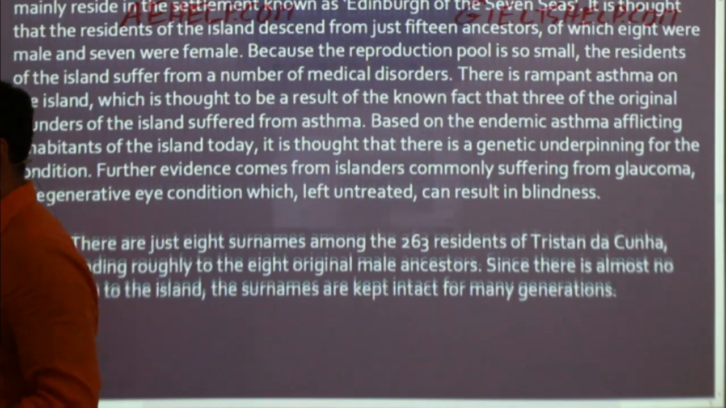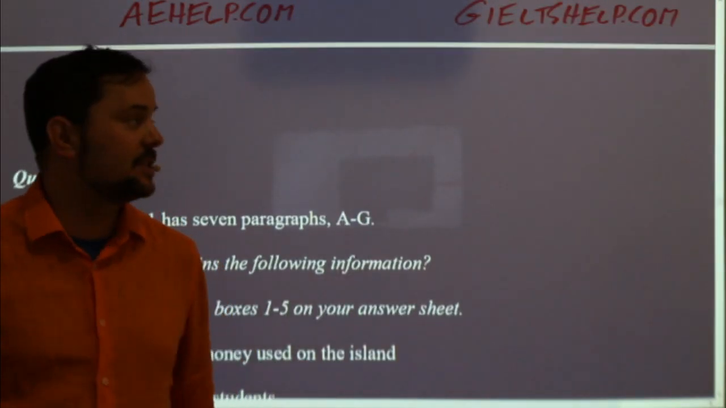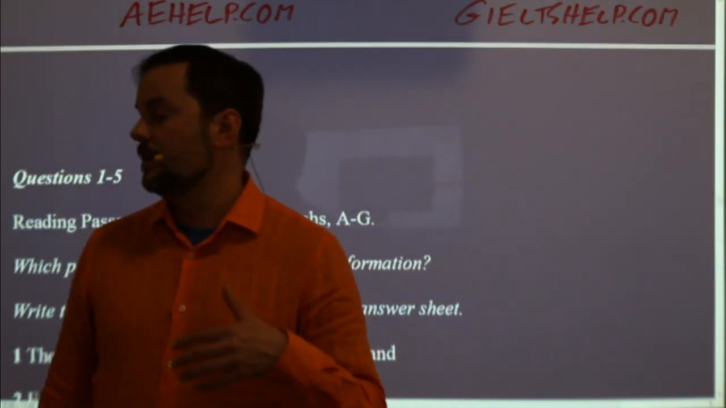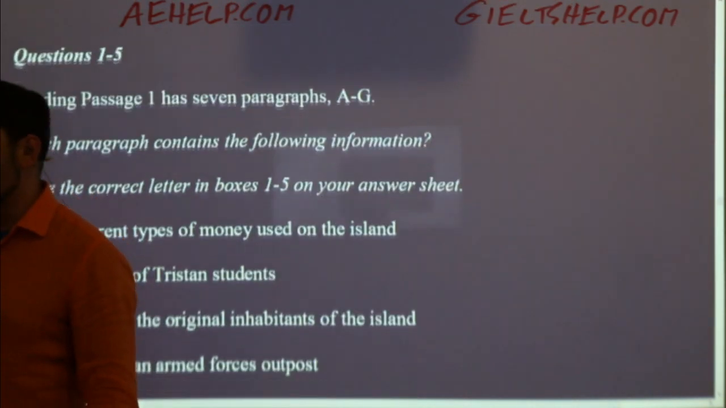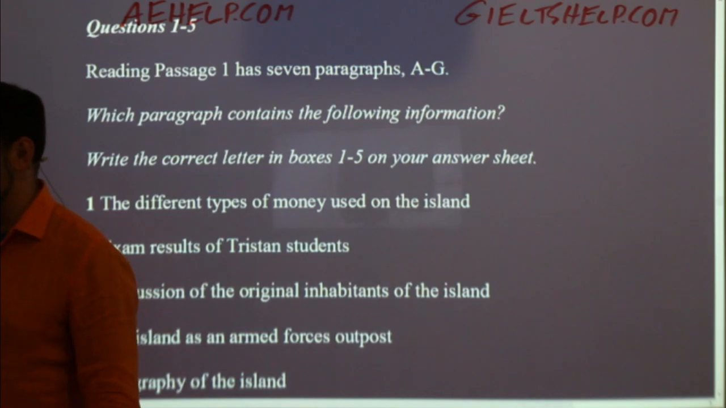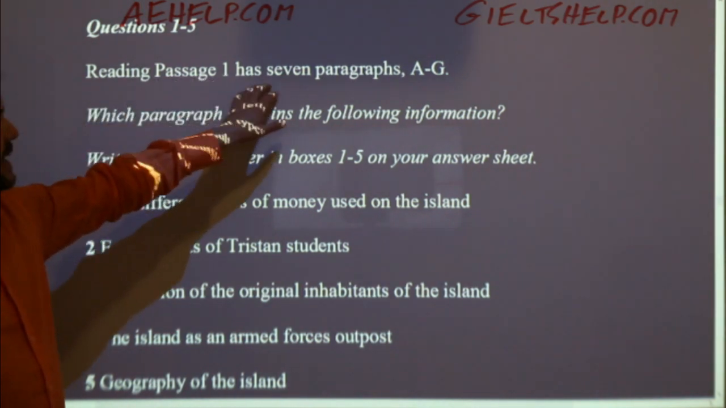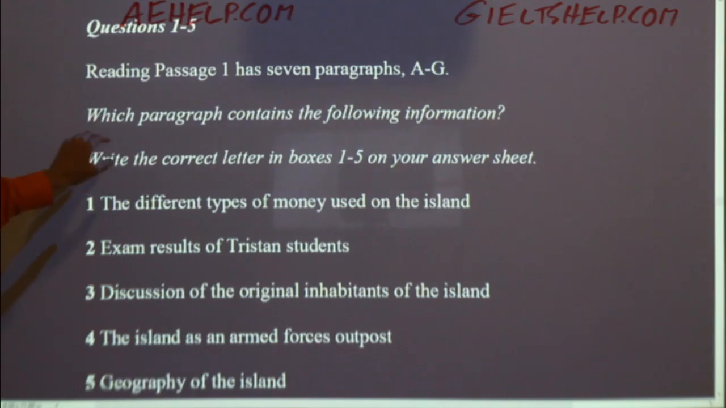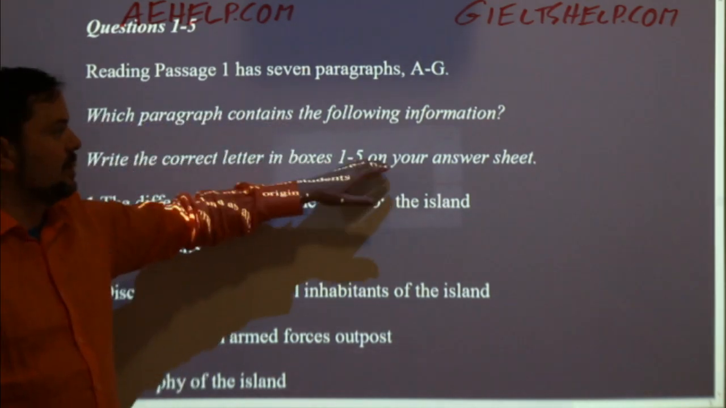Okay, let's have a look at the questions. So in the IELTS, if you're actually reading this passage, you want to look at the title. You want to visualize the title. Think about the what, why, how. You want to look at the questions, see if you can read them or not. If they have extra or false information, don't read them, right? So reading passage 1 has 7 paragraphs, A to G. Which paragraph contains the following information? Write the correct letter in boxes 1 to 5.